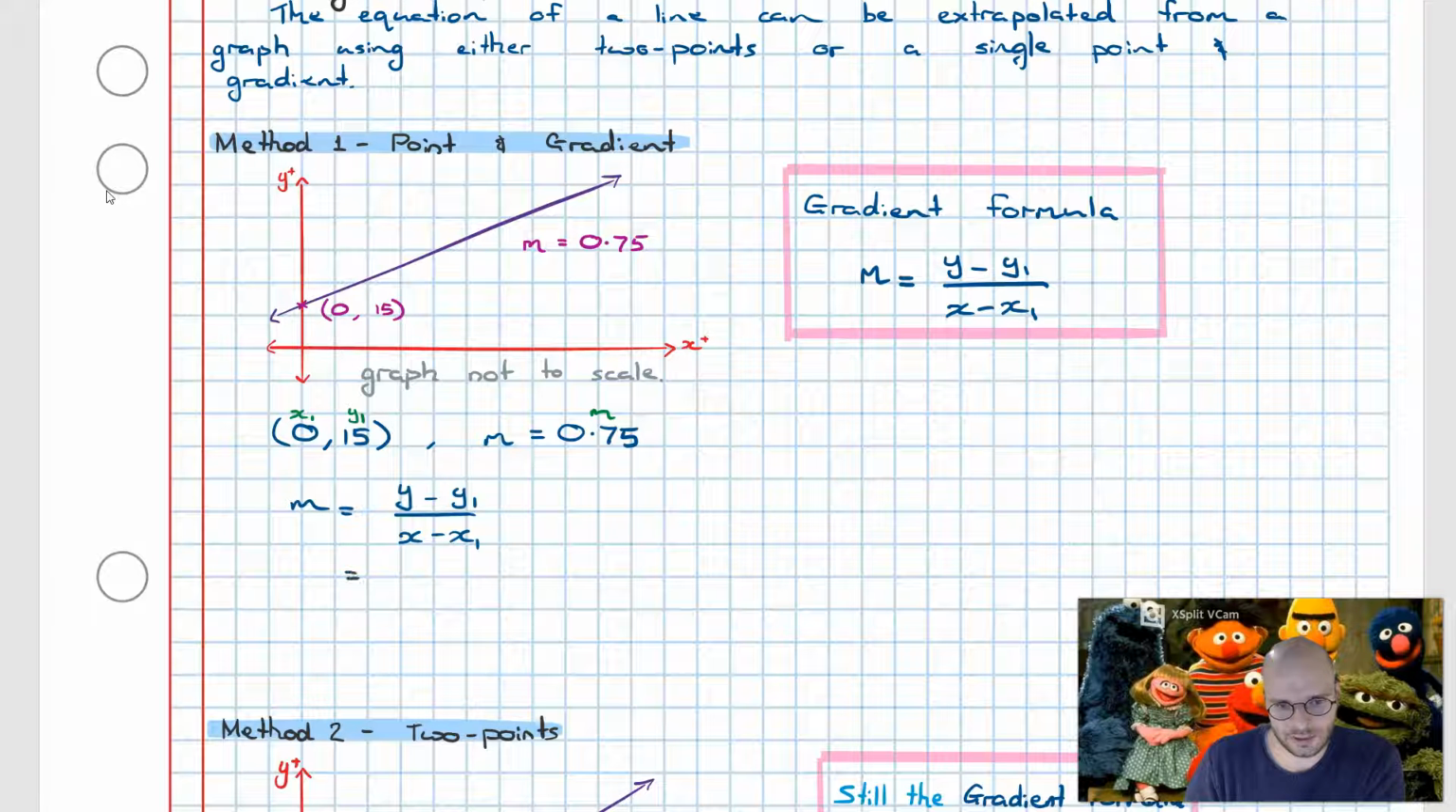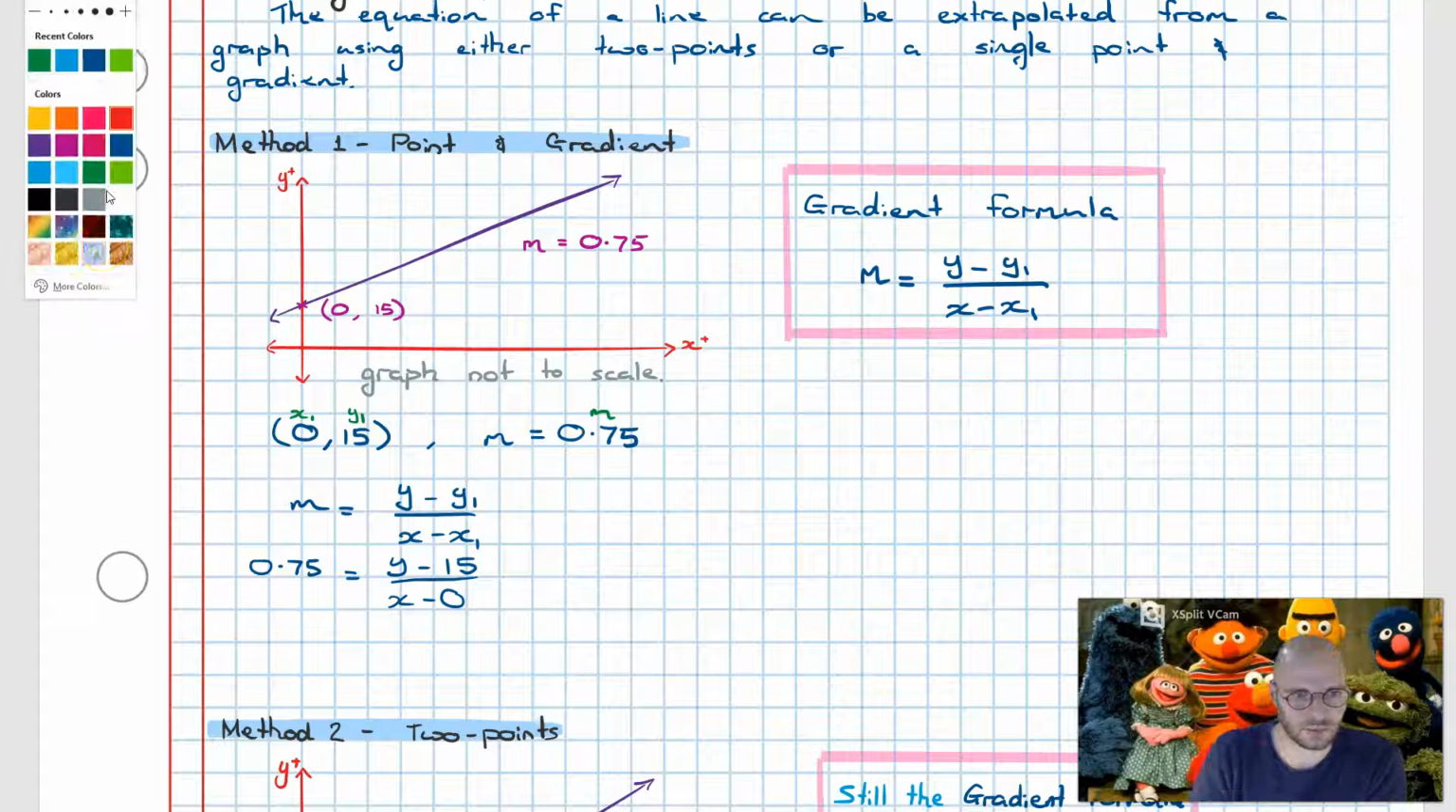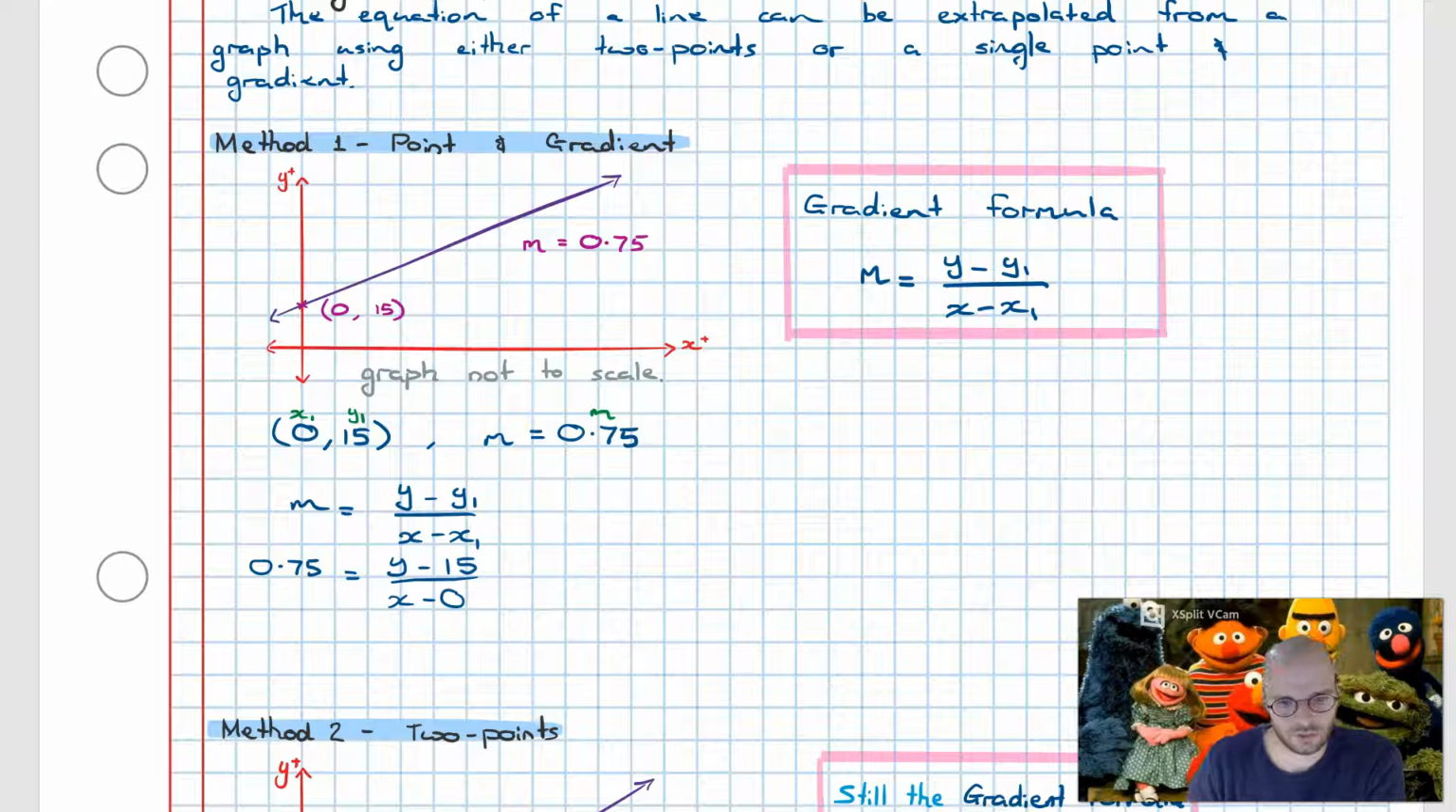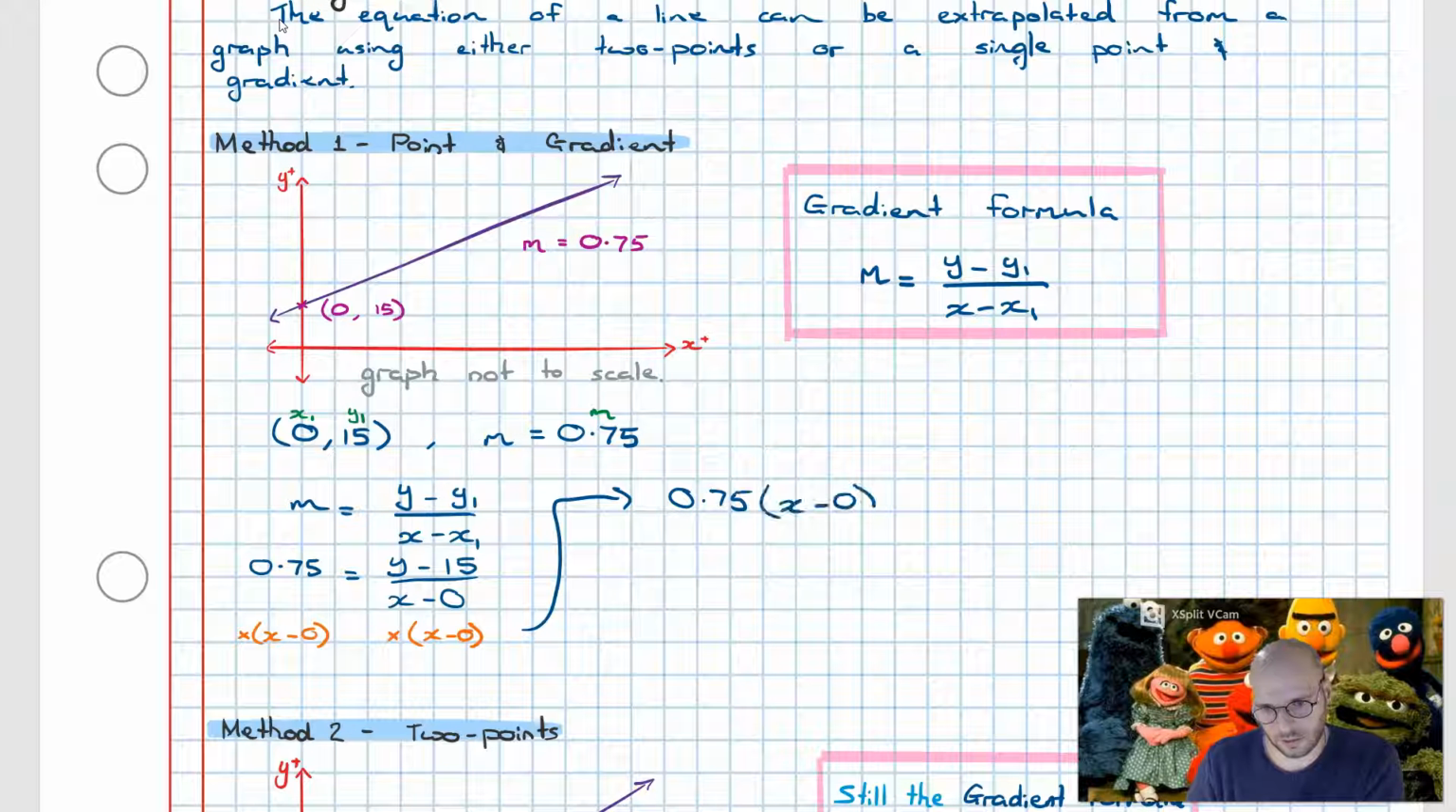Now I need to simply substitute in the values. M is 0.75, y is still y, it's a variable, and y1 is my 15. Take x, or divided by x, take 0. Next step is I am going to rearrange to solve for y. So to do that, I'm going to multiply both sides by x minus 0 to get rid of this fraction. And then this is going to yield 0.75, x take 0.